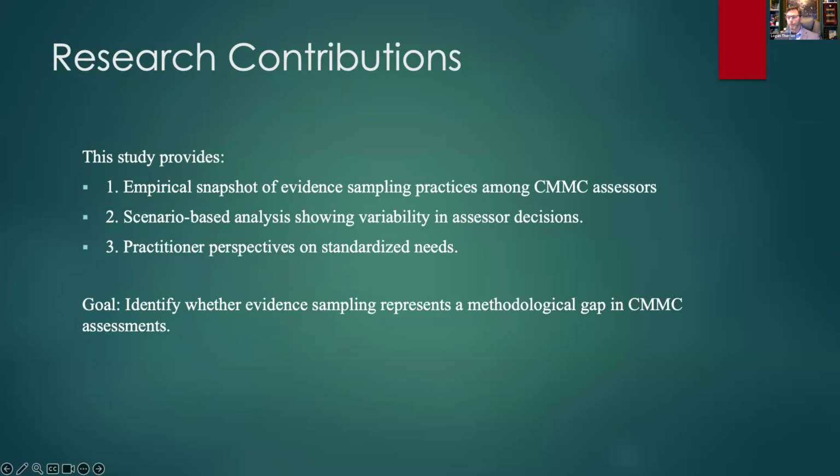The research makes three key contributions. First, it provides an empirical snapshot of how evidence sampling is currently performed by CMMC assessors. Second, it uses scenario-based analysis to evaluate how assessors respond to identical conditions. And third, it captures practitioner perspectives on whether standardization is needed. Together, these contributions help determine whether sampling represents a methodological gap in the CMMC assessment process.